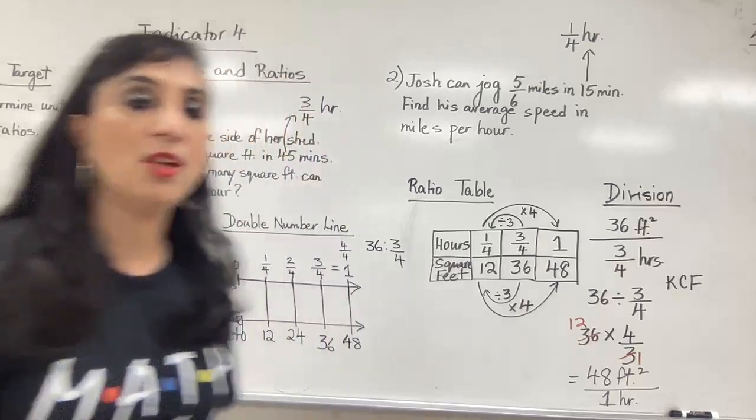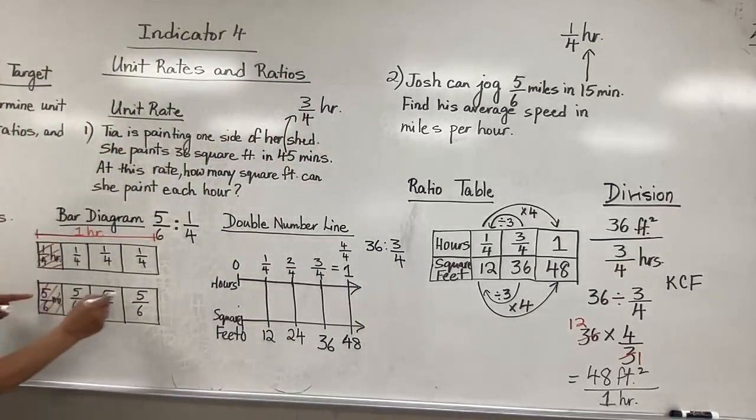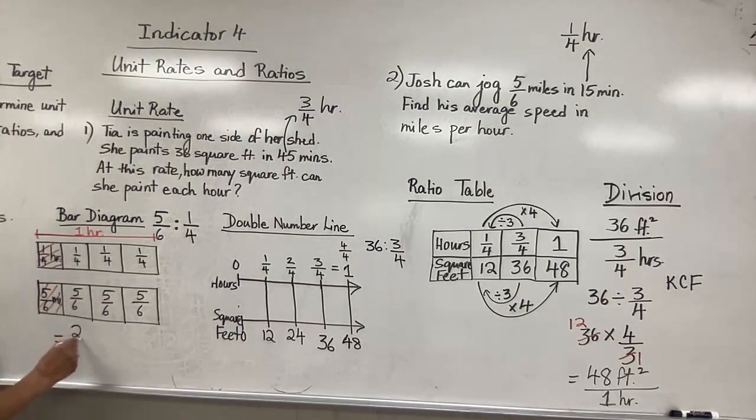So I can do 5/6 times 4, or I can do 5, 10, 15, 20, which is addition, all right? And I am going to get 20/6 as my answer per hour. Okay, so this is over 1. So this is miles in 1 hour.